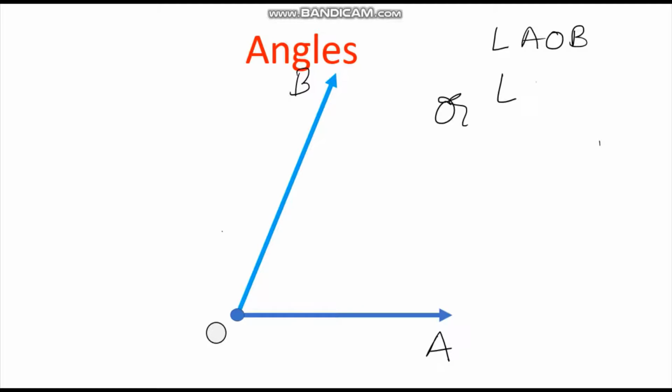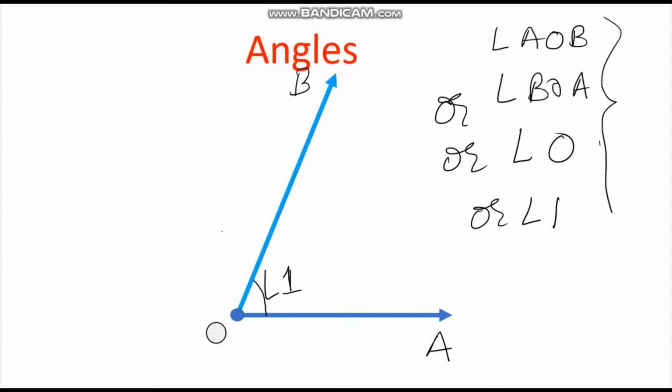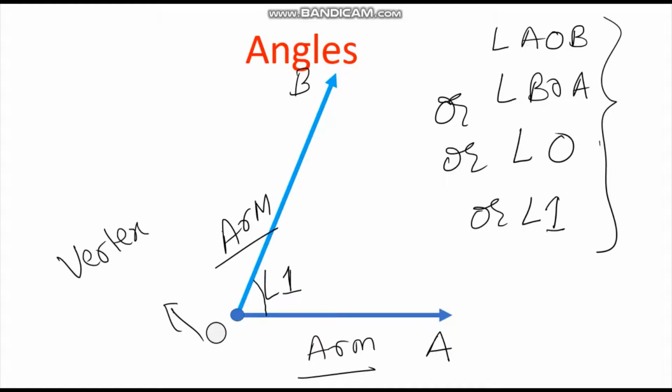Or angle BOA, or also you can write it as angle O. And suppose if someone writes it like this, 1, you can also write it as angle 1. So this is how you can name the angles, where OA is known as one arm, OB is also one arm, okay? OA is one arm, OB is one arm, and O is known as the vertex. This is the vertex. And this is known as your angle. So this is how you will write the names of an angle.